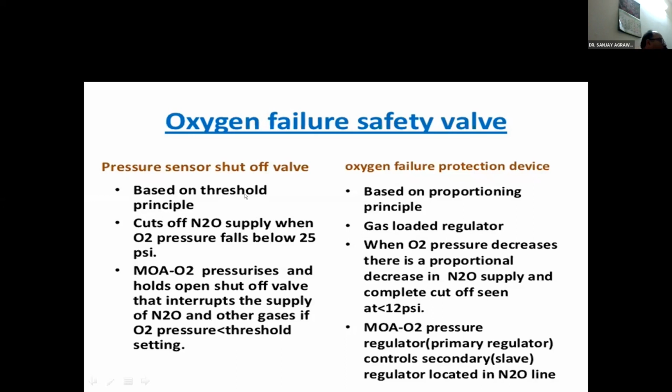So we are supposed to know what a master and slave mechanism is. This is the master and slave mechanism, where the master is oxygen and the slave is nitrous oxide, and the oxygen is responsible for the concentration of nitrous oxide to be delivered to the patient.